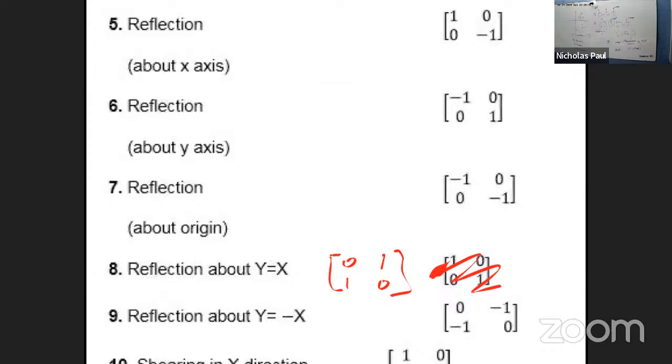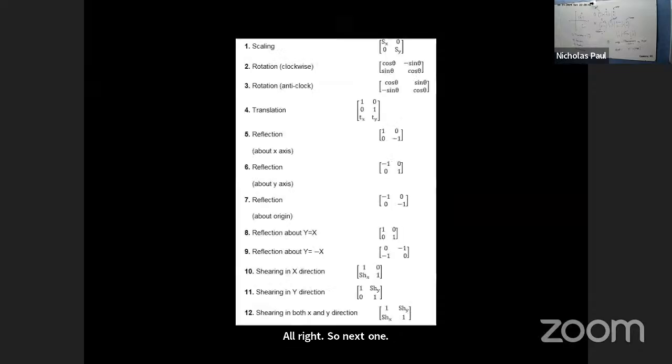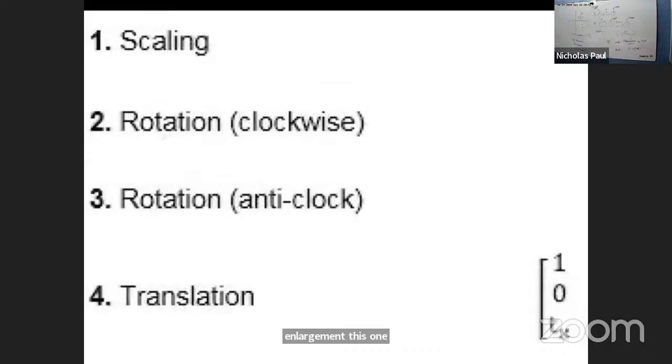Alright. So next one. Those are the matrices there for reflection. Enlargement is this one. Enlargement is one on top. So if it's an enlargement by 2, it will be 2 0 0 2. If it's an enlargement by a factor of 4, it will be 4 0 0 4.